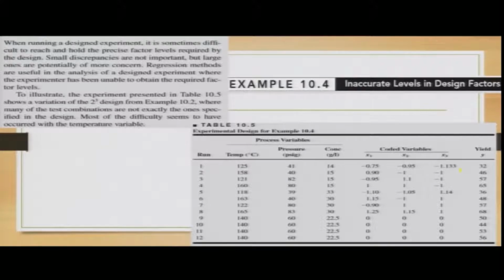Again, I am presenting to you the experimental design for the example, where you have the run given in the first column, the temperature which is the x1 variable in the second, pressure which is x2 in the third, and concentration which is x3 in the fourth. The coded variables are done accordingly such that you can find the average values, and the yield y, which is the dependent variable, is given in the last column.